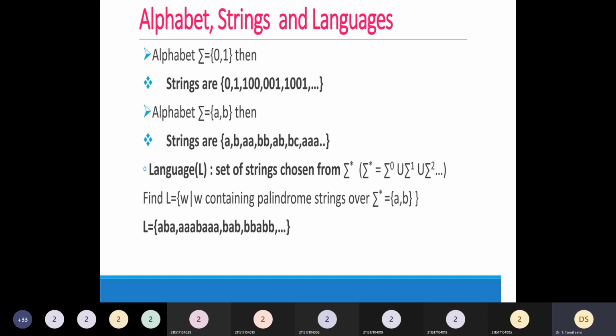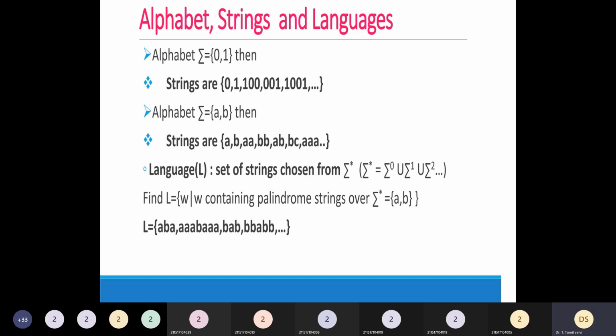So these are the examples. The first one, alphabet: sigma is used to represent the alphabet, equal to, within curly braces, you have to mention the alphabets, that is here 0, 1. And a string is nothing but a collection of alphabets over the alphabet 0, 1. So here 0 is the first string, and then 1 is the next string, 100, 001, 1001, etc. That is, we can take any combination of 0 and 1 while forming the string.